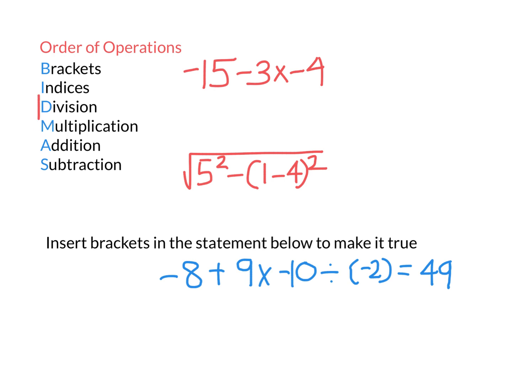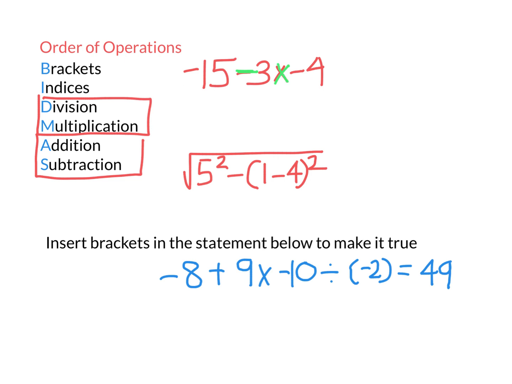These two are like the same rank. You do whichever occurs first from left to right. And finally, there's addition and subtraction. Also the same rank. You do whichever occurs first from left to right. So when we have something like negative 15 subtract 3 times negative 4, there are two operations. We are subtracting and we are timesing.